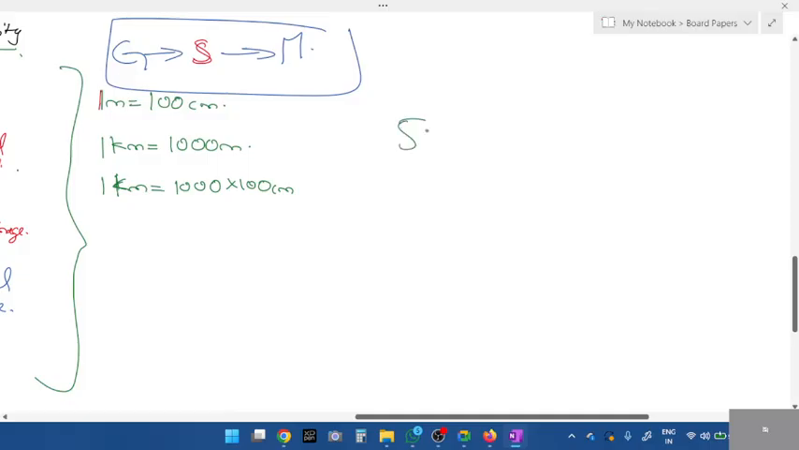Now, students, convert 5 kilometers into centimeters. How do you convert? First, convert 5 kilometers into meters. Multiply by what? Look at this. You need to multiply by 1000 to convert into meters. What's the answer? 5000 meters.